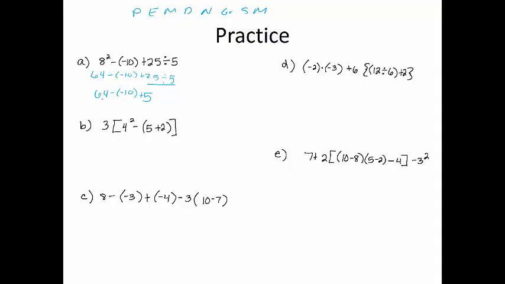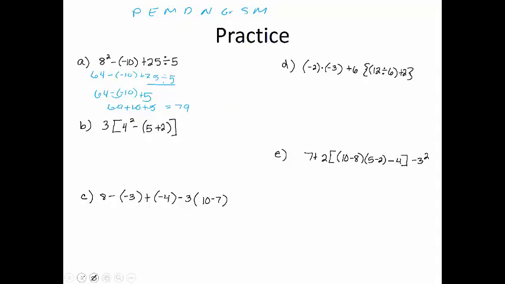Now we have a neighbor sign rule to deal with. We have two negatives, so when the sign's the same, we're going to make it a positive. So we have 64 plus 10 plus 5. And now they're all the same sign, they're all positive, so we can just add them. So 64 plus 10 is 74, plus 5 is 79.